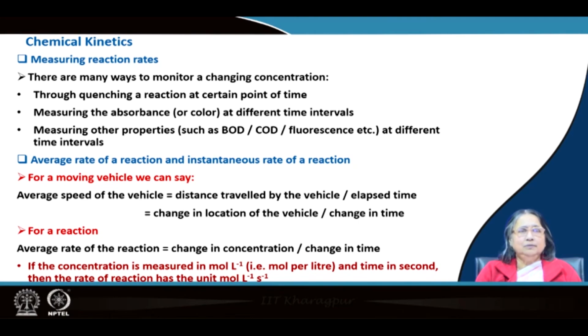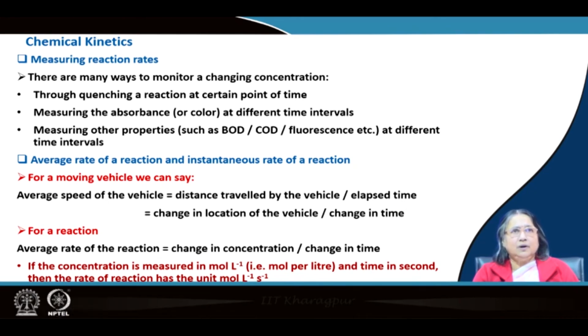Say for example, in the first 1 hour from the initial time, I see what distance I have covered and what time I have taken to cover this distance. Then the average speed will be the distance travelled by the vehicle divided by the elapsed time. Okay. So, that is the average speed.